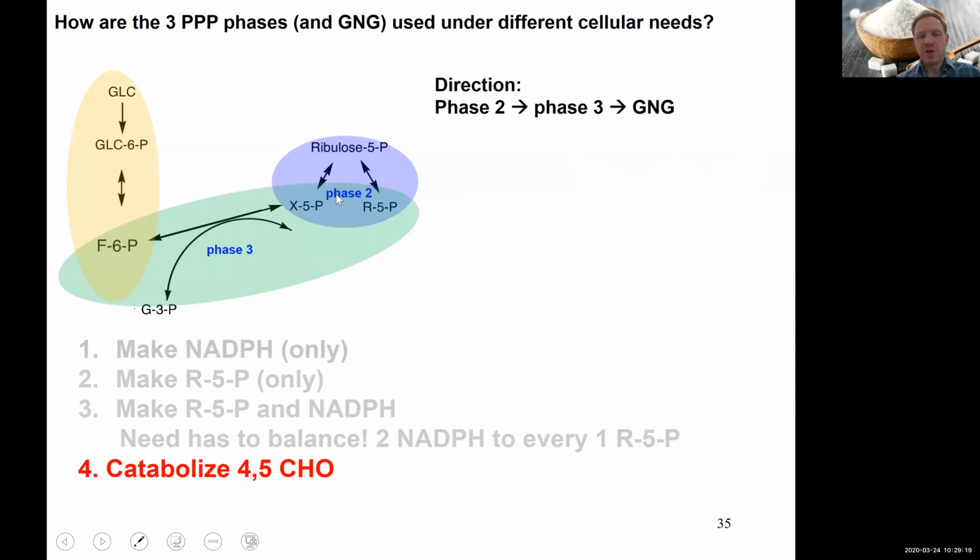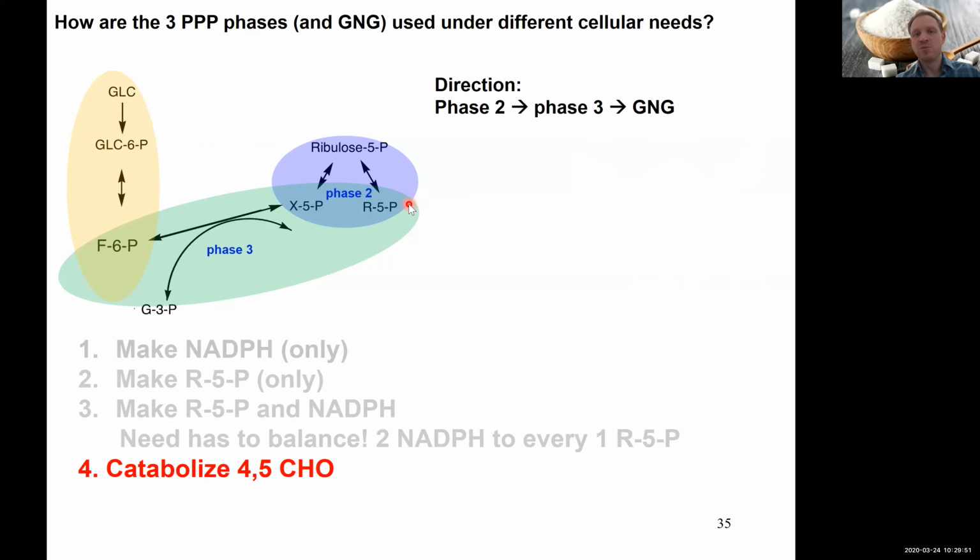Next scenario, what if we want to break down different sugars, and especially 4 and 5 carbon sugars? So imagine you want to break down some nucleotides that you have gotten through your diet. How do we do this? In this case, you would, for example, have ribose coming in here. This is the backbone of your nucleotides. You've gotten it through your diet. You have cleaved off the base as well as the phosphoanhydride groups, for example. You're left with the ribose.